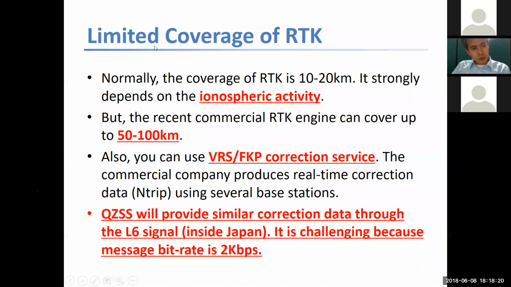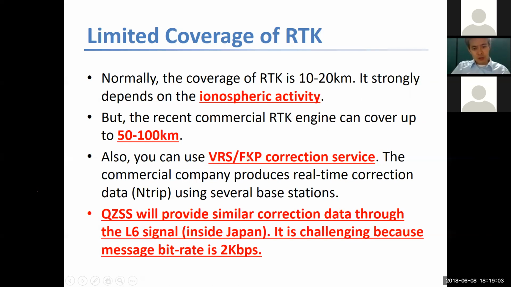So we have to consider the limitations of RTK. Normally the coverage of RTK is 10 to 20 kilometers. Now in Japan, 20 kilometers is so-so, maybe okay, even with a single frequency u-blox receiver. It strongly depends on the ionospheric activity and also the tropospheric wet term. But recent commercial RTK engines like Trimble, Topcon, Septentrio, and Novatel can cover up to 50 to 100 kilometers. But this is just our test results, so please check it by yourselves.